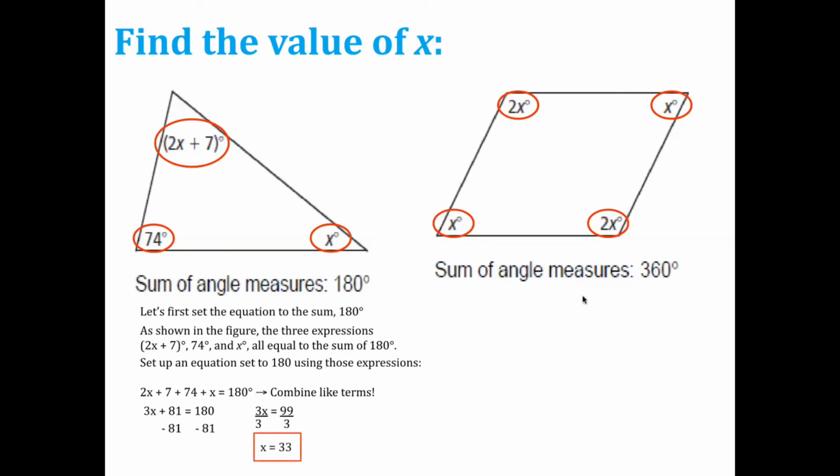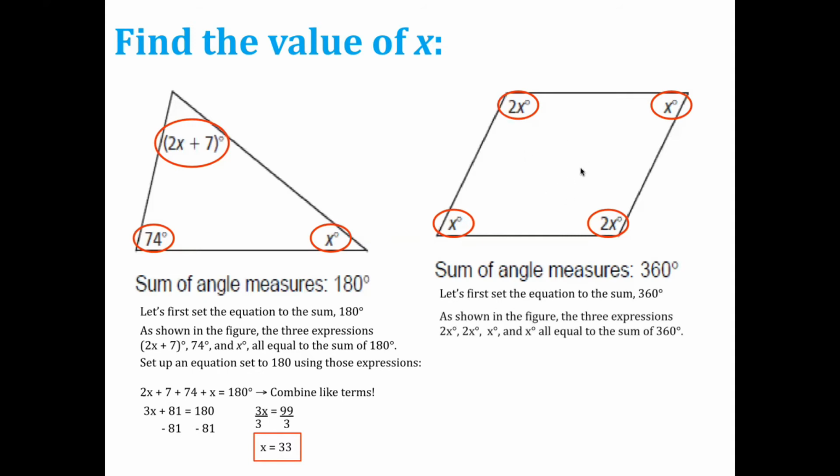Let's look at the second problem right here. Very similar to the previous one, except different sum of angle measures and different expressions. So we have 2x, x, another 2x, and another x for angle measure expressions, and those are all set to 360 degrees. So set the equation to 360, and we know that those 4 expressions stated above will all equal the angle measure 360. So you can just set them in an equation like this.